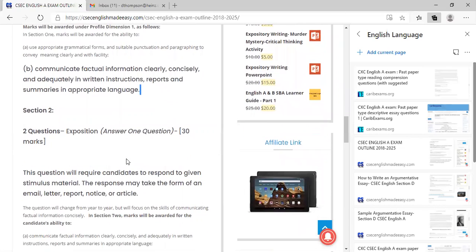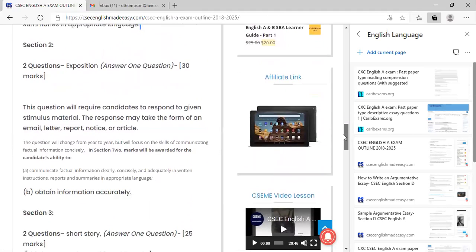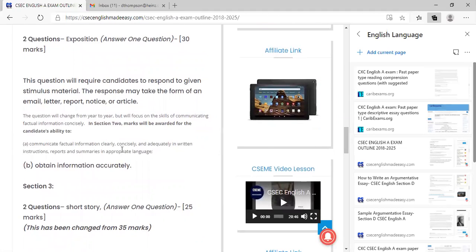So in this one, it says this question will require you to respond to a given stimulus, whether it may be an email, a letter, a report, an article, or a minute from a meeting. It's going to ask you to respond to it. I'm going to give an example after, but typically it's really asking you to put yourself in a position and assess what is happening.